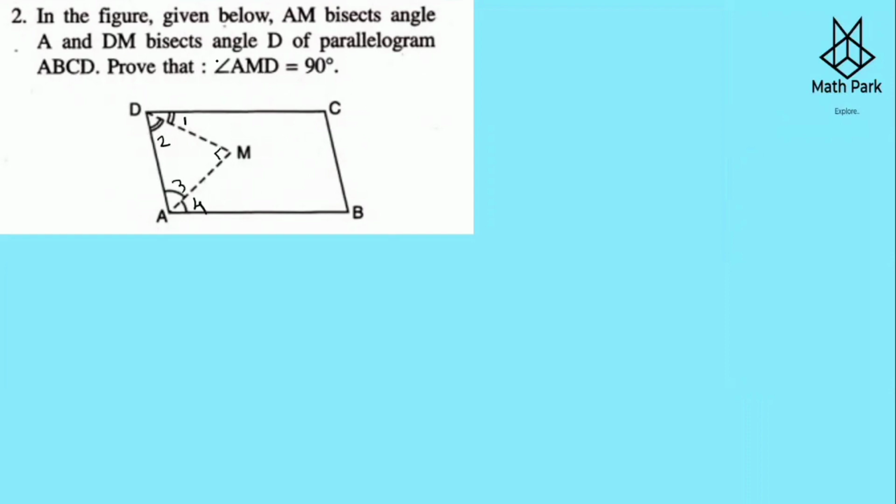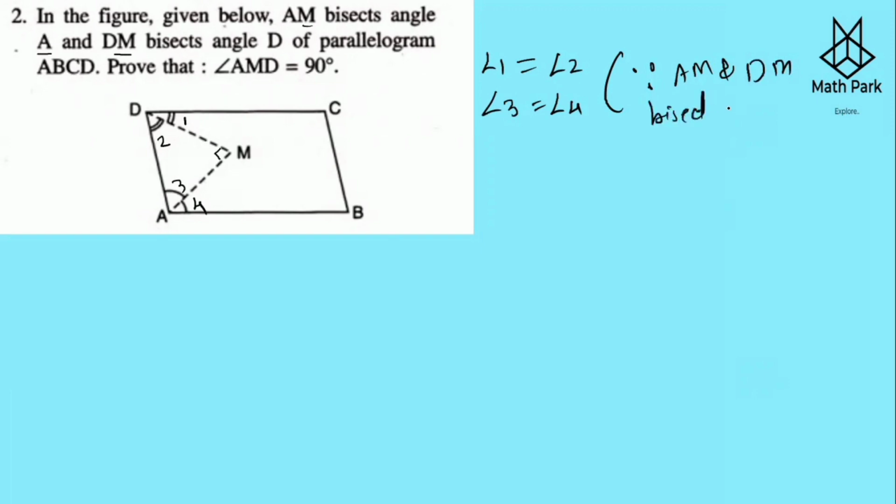Now since they have said that AM and DM bisect the angles, you have angle 1 is equal to angle 2 and angle 3 is equal to angle 4. Why? Because AM and DM bisect angle A and angle D of the parallelogram respectively. Therefore angle 1 is equal to angle 2 and angle 3 is equal to angle 4. Let us take this as equation 1.